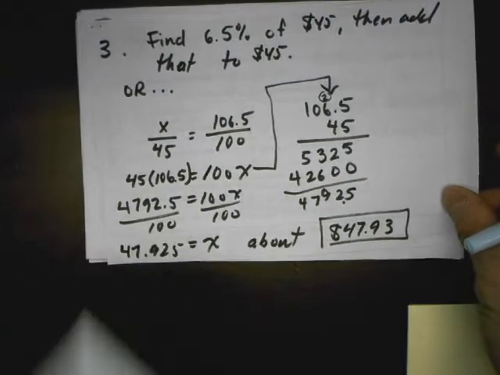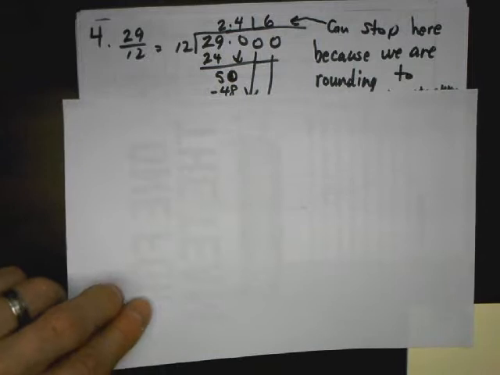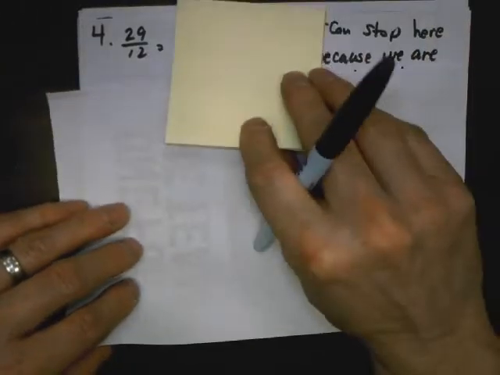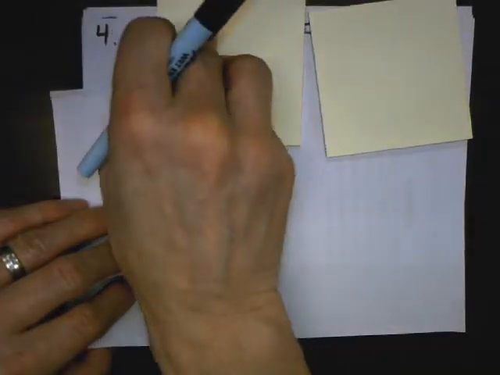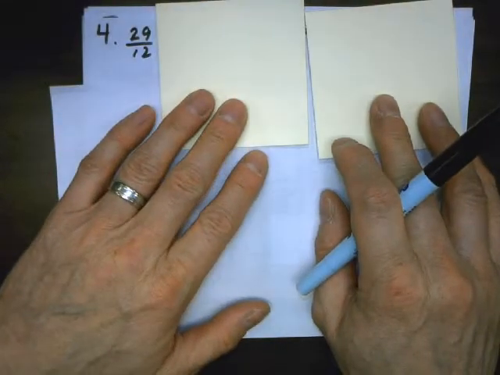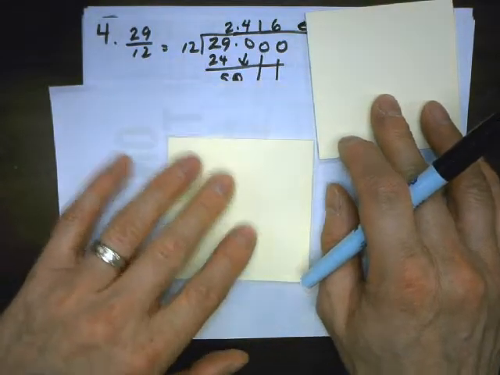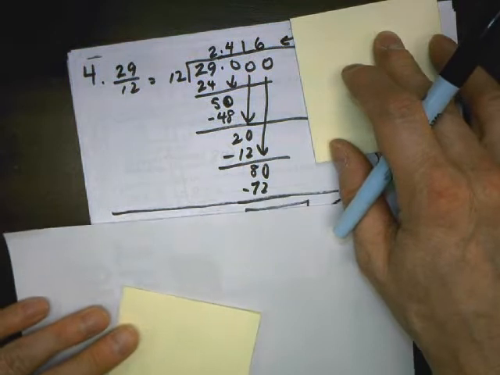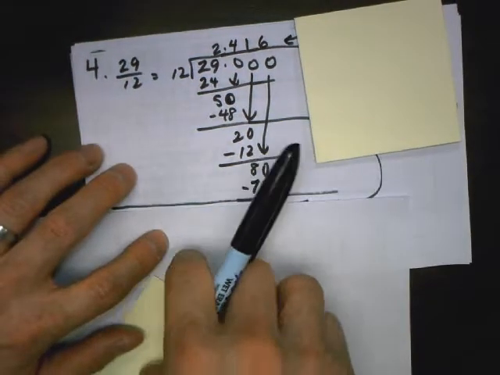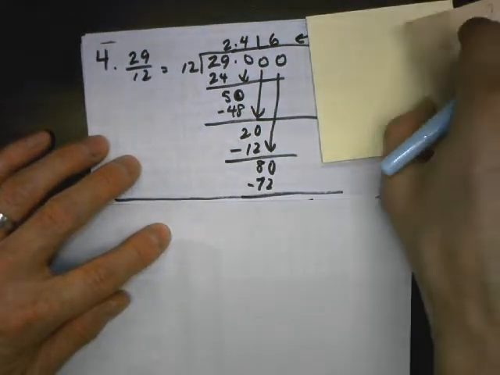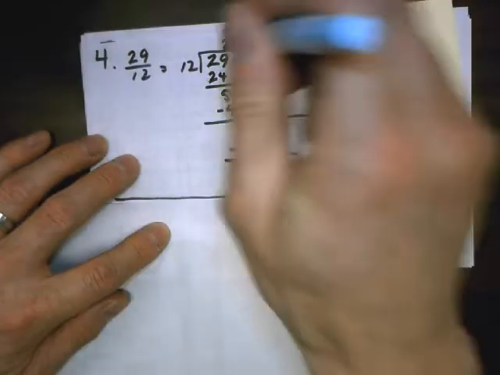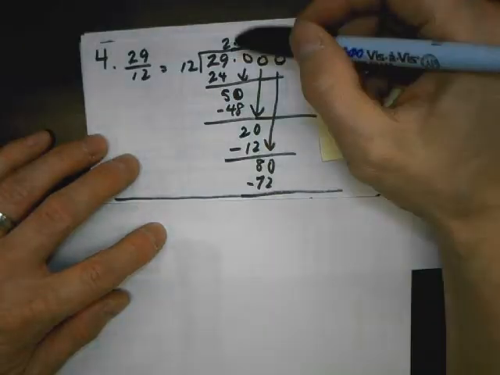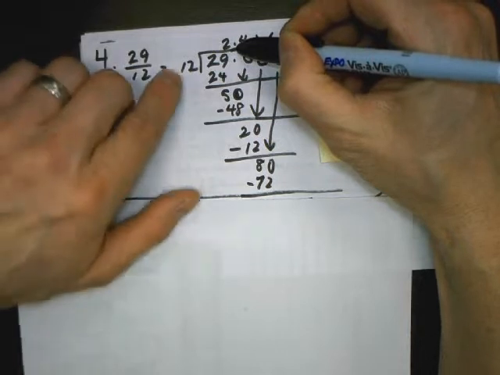Next problem, we're going to write a fraction. We're going to write the decimal for the fraction. 29 over 12. So I divide in and out. I put the 29 in and the 12 out. I put my decimal here and bring it up.